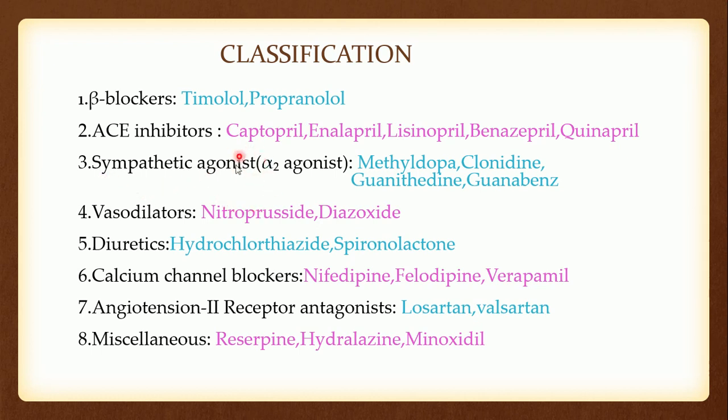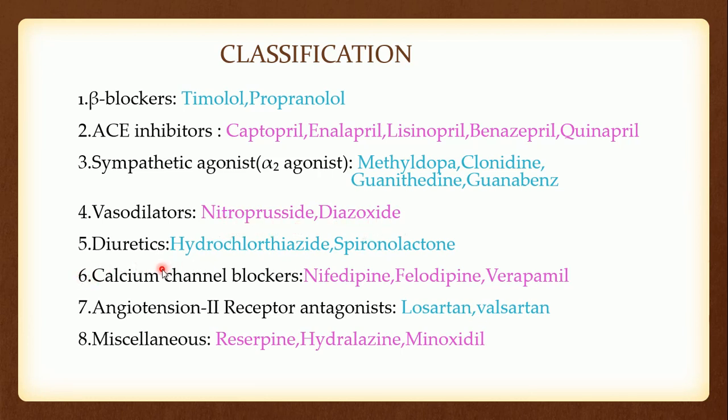Sympathetic agonist drugs are also used for the treatment of hypertension. They are also called alpha-2 agonists. Examples are methyldopa, clonidine, guanabenz. Various vasodilators can be used to dilate the blood vessels so that the pressure of the blood hitting the walls of the arteries can be reduced. Examples are nitroprusside and diazoxide.